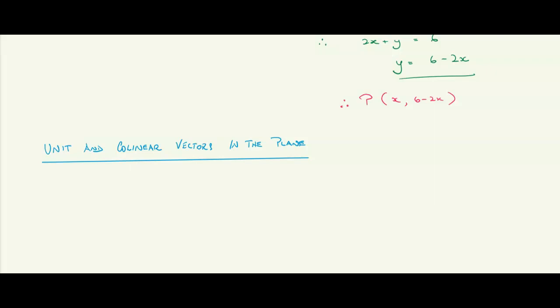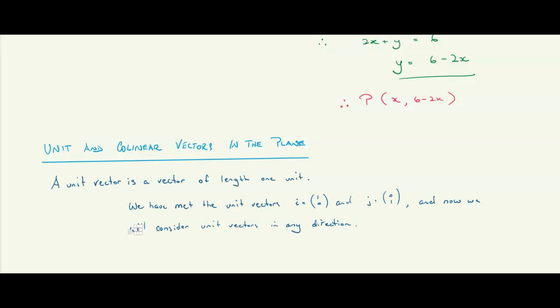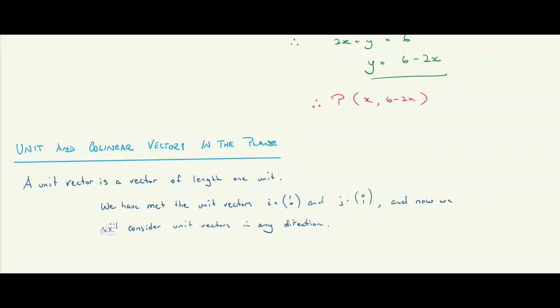Okay, so we've talked, have we? I don't know, about unit vectors. A unit vector is simply a vector of length 1 unit, right? So a unit vector, I'll pause while I write. Right, so a unit vector is a vector of length 1 unit. That's all the unit vector means, unit, 1 unit.